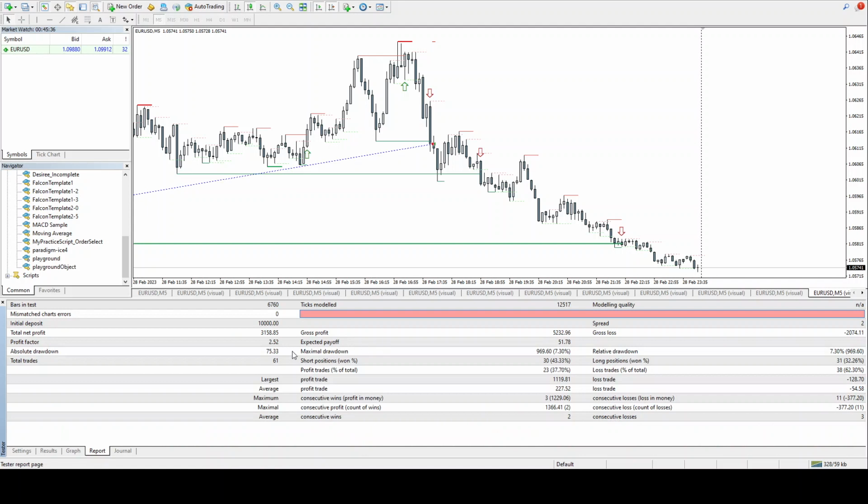So let's go to the report. This is a 31% return for the month of February. That's interesting. And the absolute drawdown is only 0.75%. Only 0.75%. And look at the win rate. The win rate is still low, 37.7%. And yet we are up in profit of 31%.